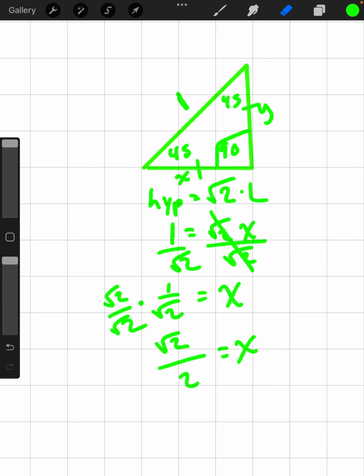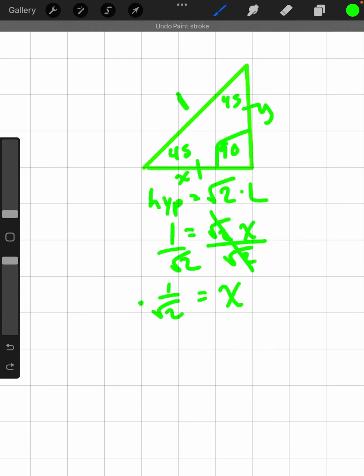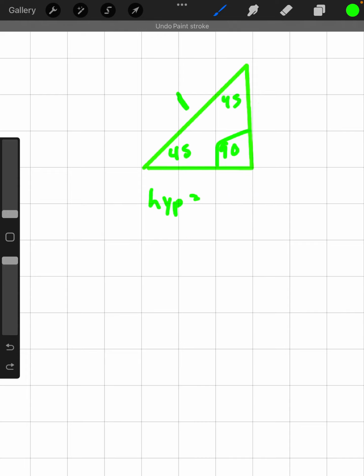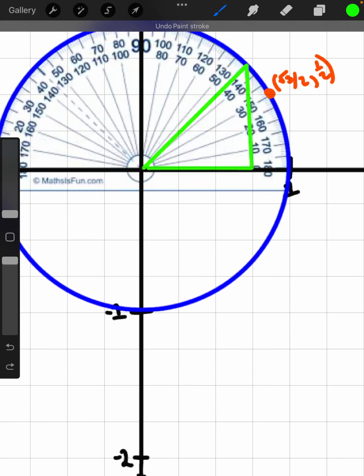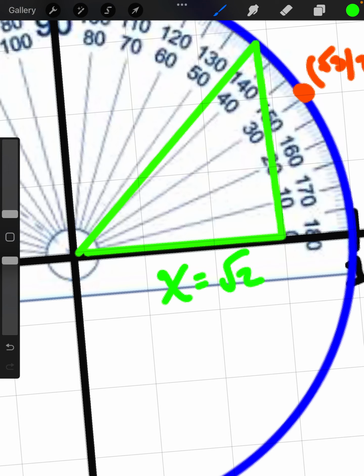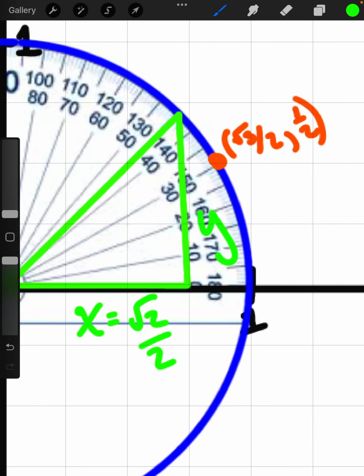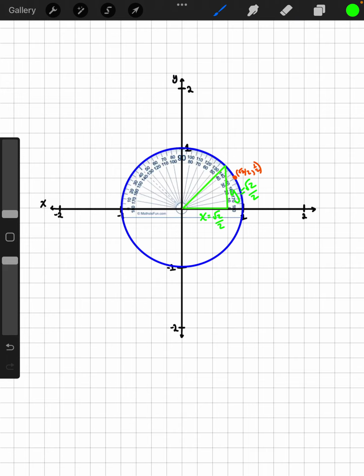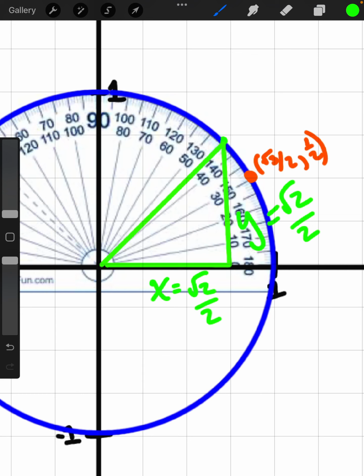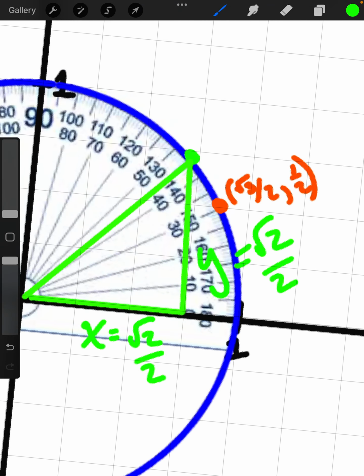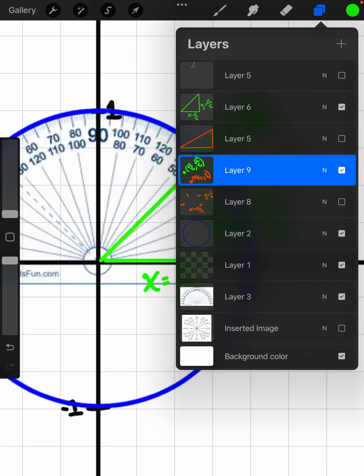But also, we said earlier, this is a 45, 45, 90 triangle, so it's isosceles. So if our x value is square root of 2 over 2, then our y value is also going to be square root 2 over 2. And I'm going to get rid of a lot of this extra information. So our x value is square root 2 over 2, and our y value is square root 2 over 2, okay, for this triangle. So that means if I then plot a point on the circumference of this circle, I'm going to have an x-coordinate at square root 2 over 2 and a y-coordinate at square root 2 over 2.